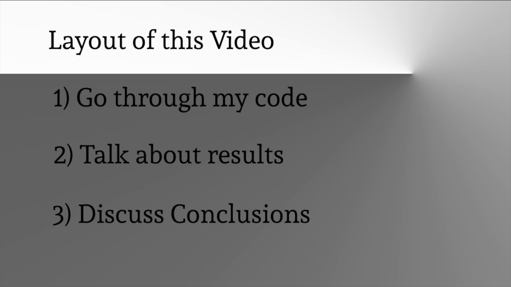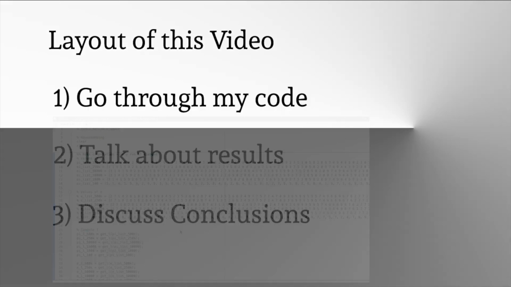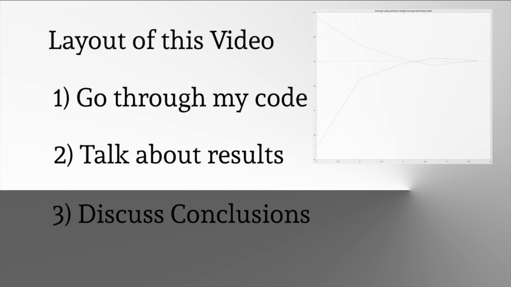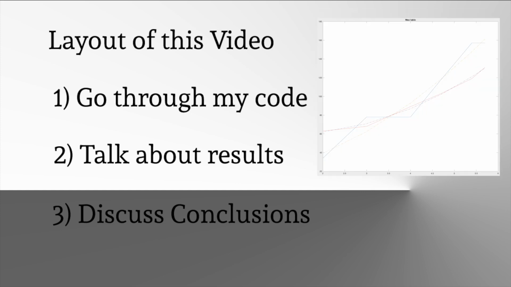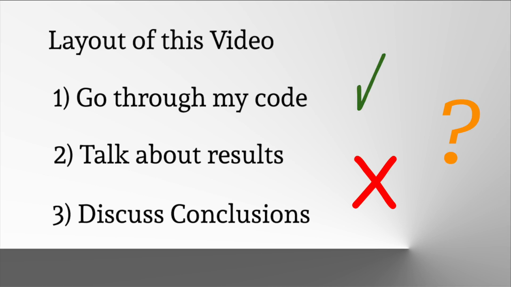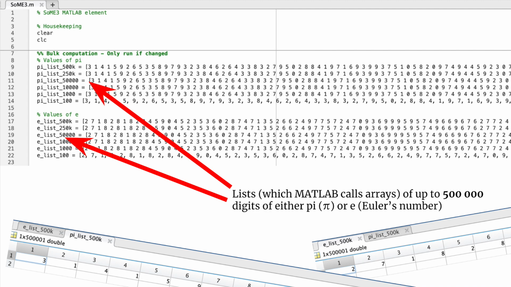The layout of this video will be the following. First, we will go through the code that I wrote. Then I will talk about the results of the statistical analysis that I ran as a part of the code. I will show both graphs and tables. Then, finally, I will discuss the conclusions that we can draw and determine whether it's possible to determine whether these 500 digits belong to e or pi, and if so, how. Without further ado, let's dive into the code.